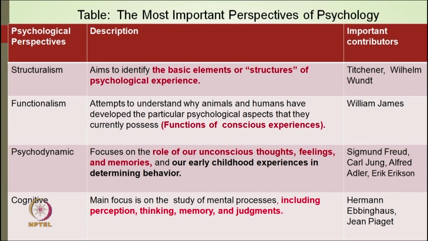Another school, functionalism, they focus more on functions of mind. William James is an important contributor, as well as he had various associates who explored functionalism with him. It attempts to understand why animals and humans have developed the particular psychological aspects that they currently possess. So broadly, function of conscious experiences are being studied under this perspective.